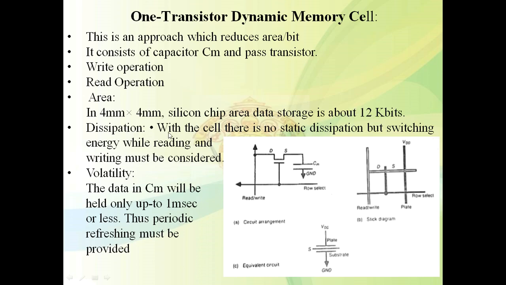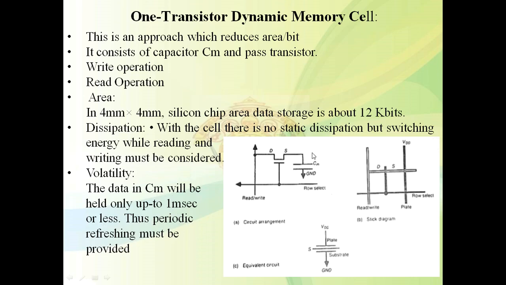For power dissipation, there is no static dissipation in the cell, but the energy while reading and writing must be considered. The power dissipation is small, but we have to consider the power dissipation while reading and writing. Volatility: the data is in Cm. The data is stored onto this capacitance. It will be held only up to 1 millisecond or less, thus periodic refreshment must be provided.